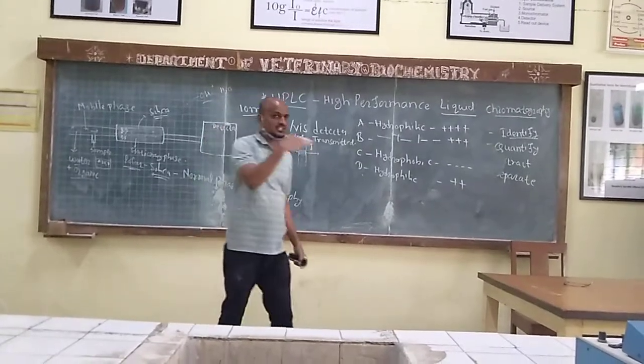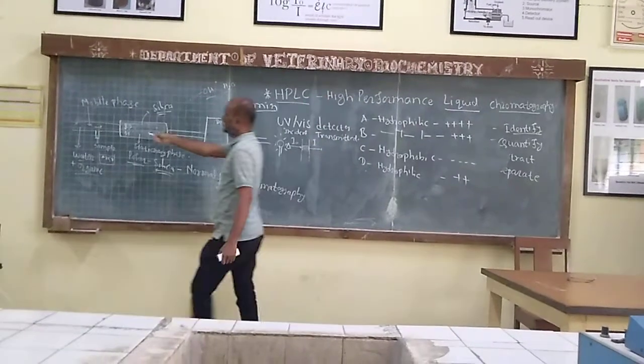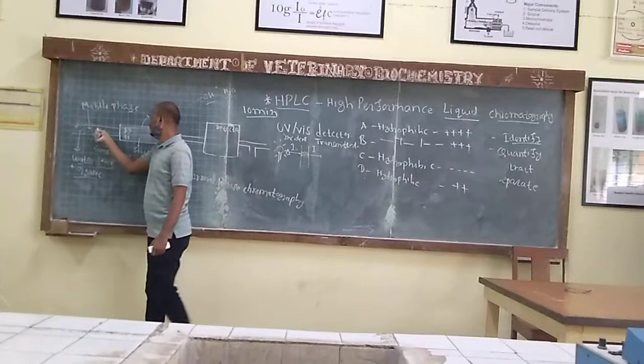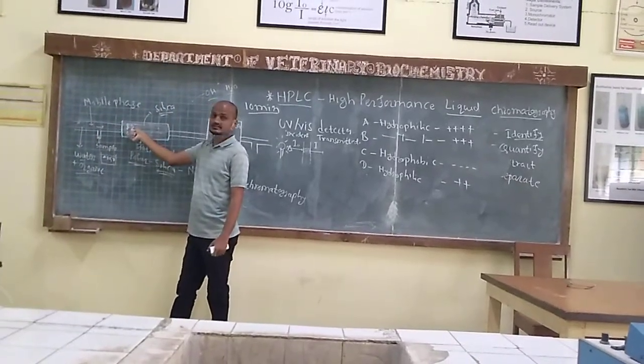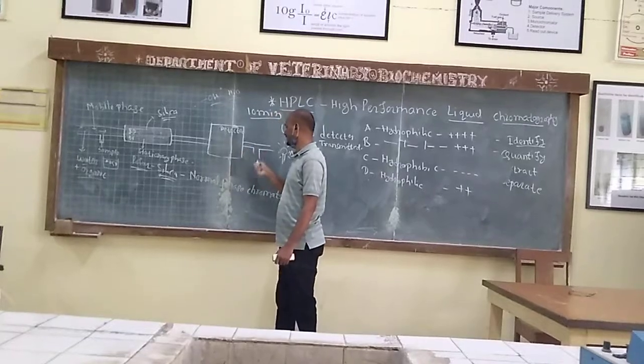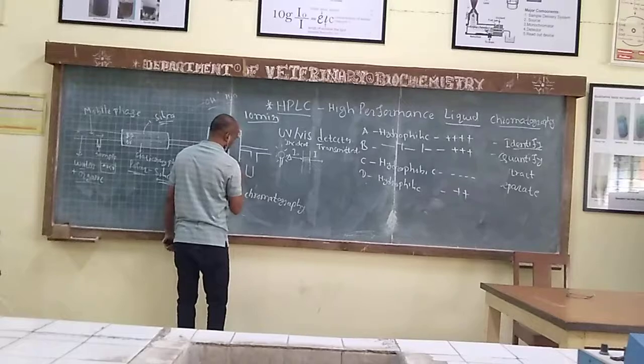You are applying the pressure. Once pressure is applied, it will go from here. Mobile phase will come here. We will inject the sample here. It will come to this liquid chromatographic system, and for 10 minutes it will be traveling from here to here. Okay. Or we have collected this fraction.